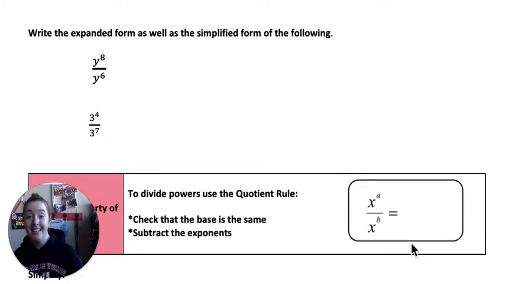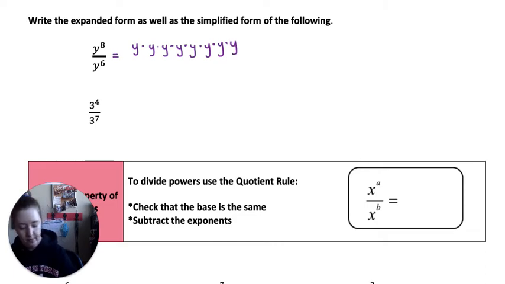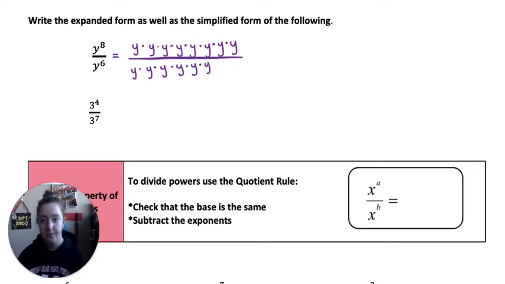Now we want to write this in expanded form and then simplify. So we have y to the 8th in our numerator, so that means we have 8 y's on top. 1, 2, 3, 4, 5, 6, 7, 8. Divided by y to the 6th. So 1, 2, 3, 4, 5, 6 y's.